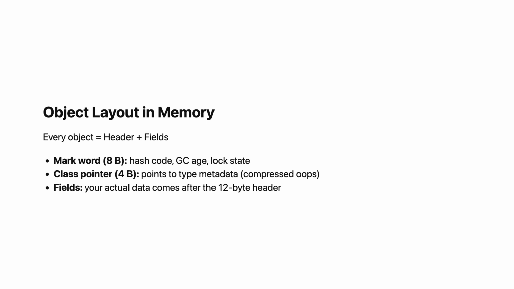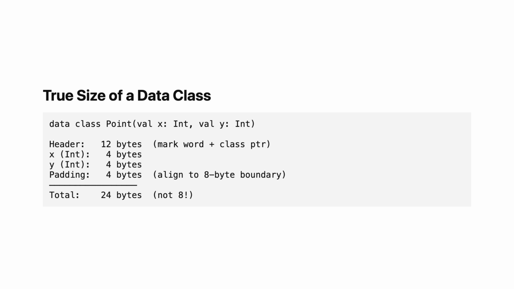If you have a data class with a single Boolean field, the object still takes up 16 bytes in memory: 12 for the header, 1 for the Boolean, and 3 bytes of padding to reach the next 8-byte boundary. That is a 16:1 ratio between the memory used and the actual data stored. For arrays, there is an additional 4 bytes in the header to store the array length, making the array header 16 bytes total. So an int array of 10 elements is 16 bytes for the header plus 40 bytes for the 10 integers, equaling 56 bytes. Understanding this overhead helps you reason about memory when it actually matters.